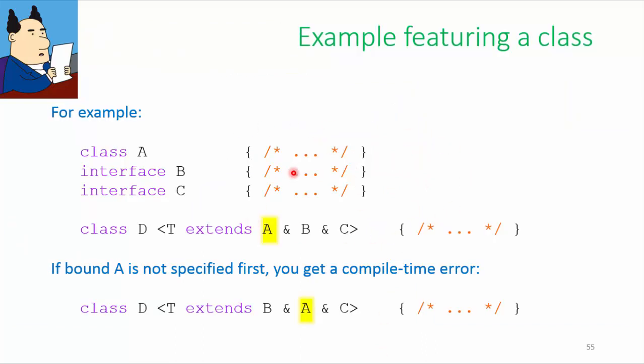So let's take an example illustrating this. We have a class A, an interface B, an interface C. The code is really irrelevant. What matters is that if you define a class D, which is a generic class, and you specify that T extends A and B and C, this is okay. Only one class among A, B, and C, check, and the class is specified first. Now, if you try to extend B and A and C, the first half of the rules is satisfied. You still have only one class among A, B, and C. However, because it's not specified first, it's not going to let you compile this.